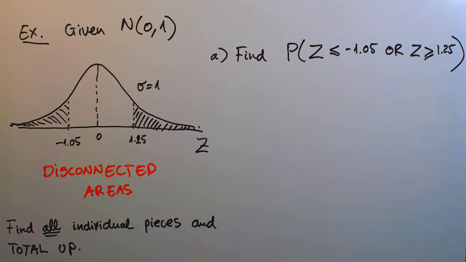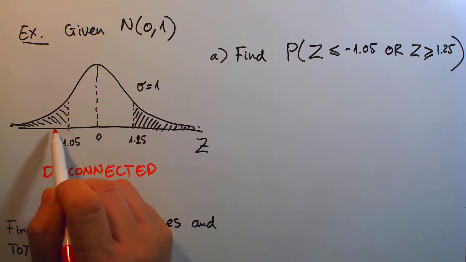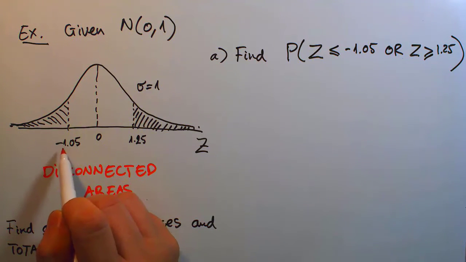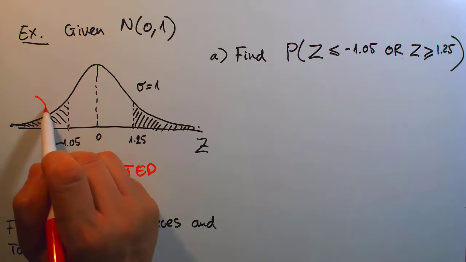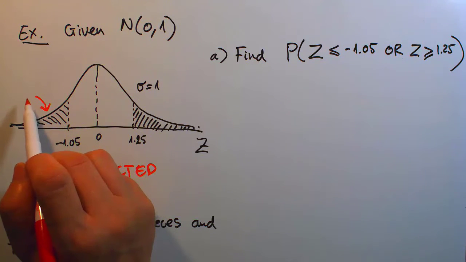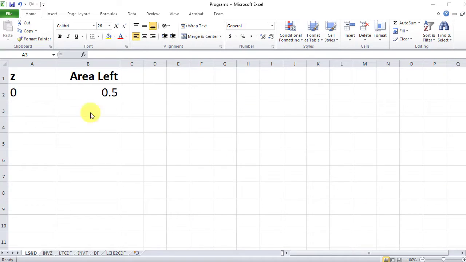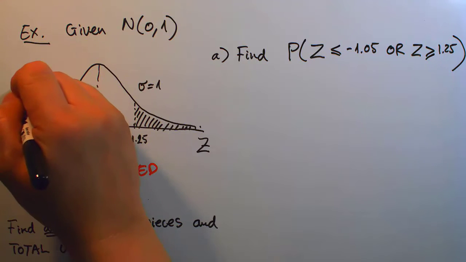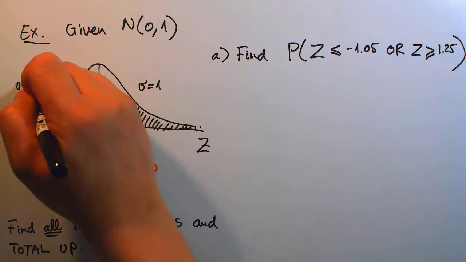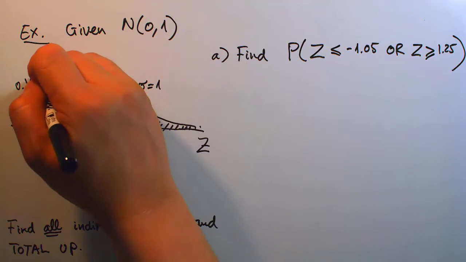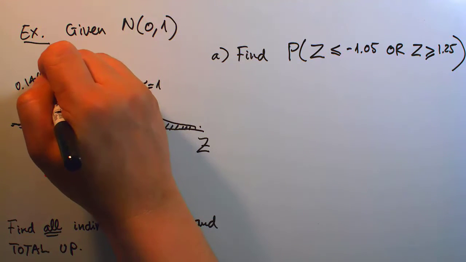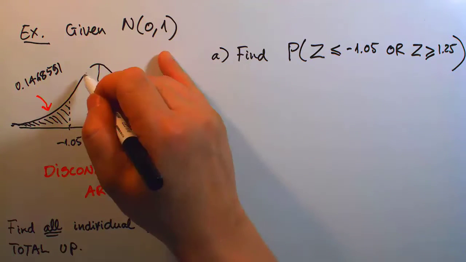I can just briefly remind you, this area here is completely to the left-hand side of negative 1.05. We can find that area easily by running a technology resource. I can use my LSND program to run that. Negative 1.05, and my area there is 0.1468591.